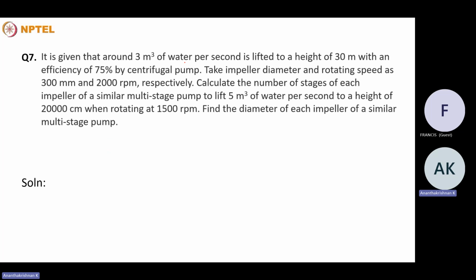The question is regarding a single stage pump and a multi-stage pump. We need to calculate the number of stages that is required for the particular set of flow conditions and required head conditions for the multi-stage pump. And in the second part of the problem, we have to determine the diameter of each impeller of a similar multi-stage pump.